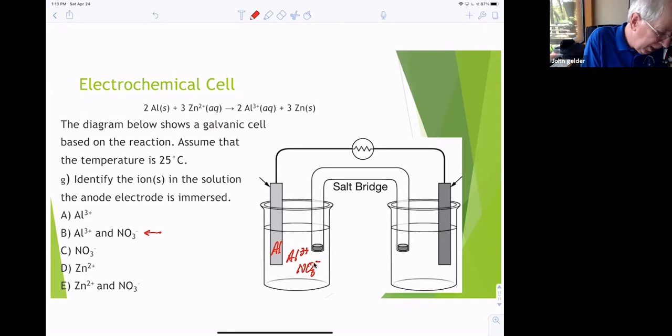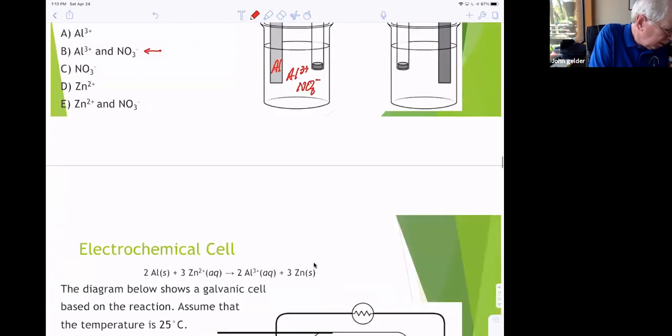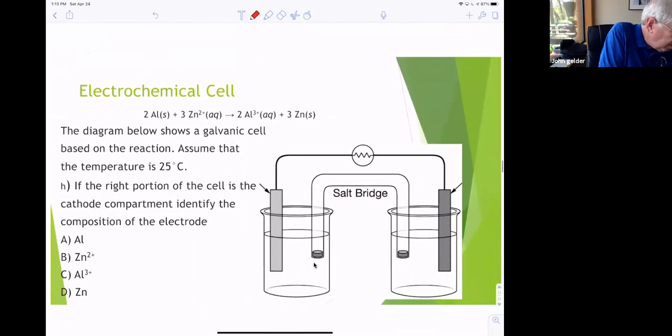So, okay, this talks about the anode compartment. So let's do the cathode. If the right portion of this cell is the cathode compartment, what's the composition of the electrode in the cathode compartment?